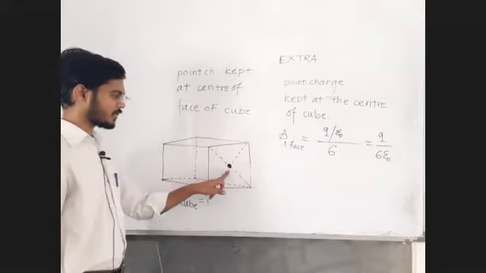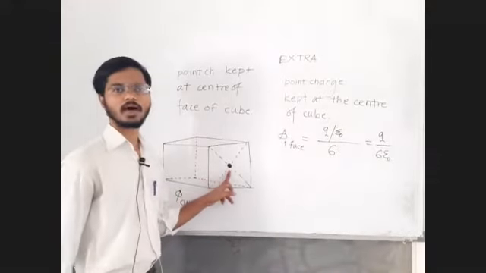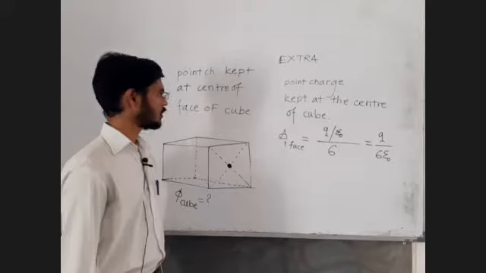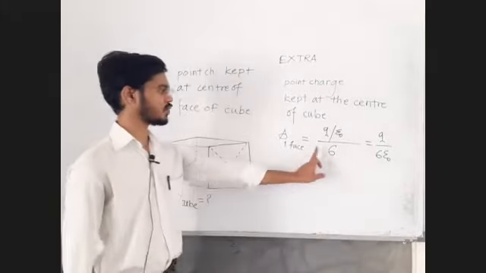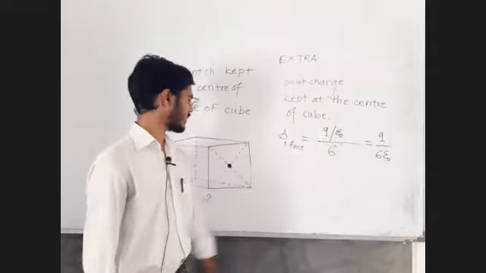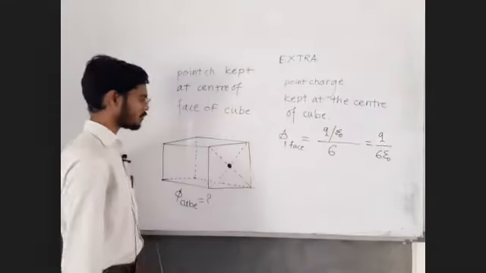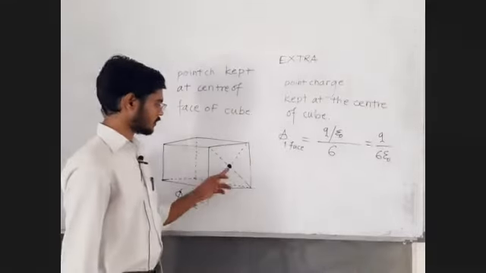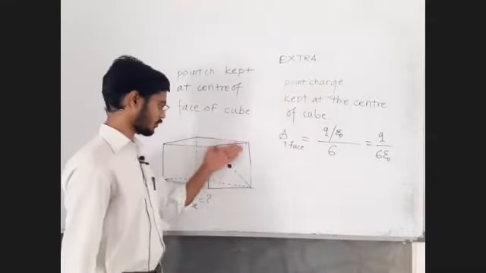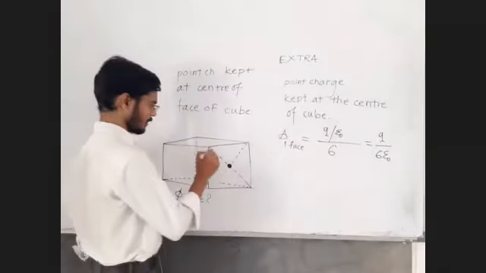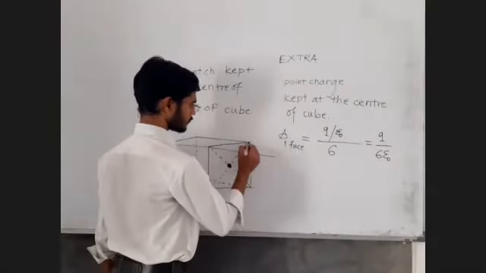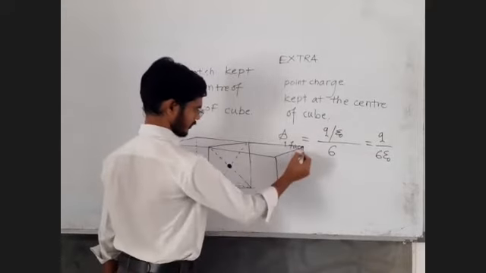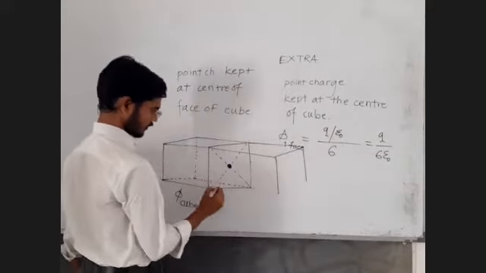If the charge is placed at the center of the cube, in that case the 6 faces will share equally, so 1/6, that is okay. But if the charge is not placed at the center of the cube but at the center of the face, in that case you will imagine another cube like this. In that situation you will imagine another cube like this.